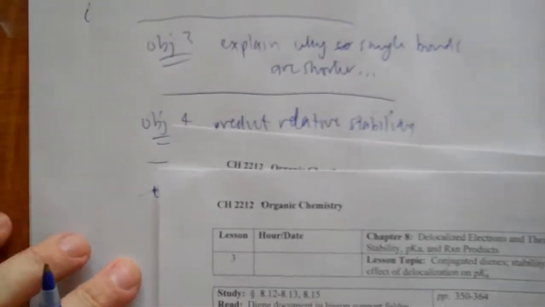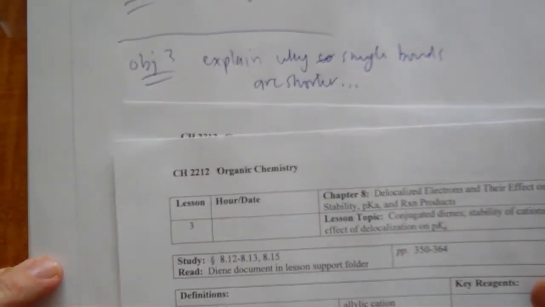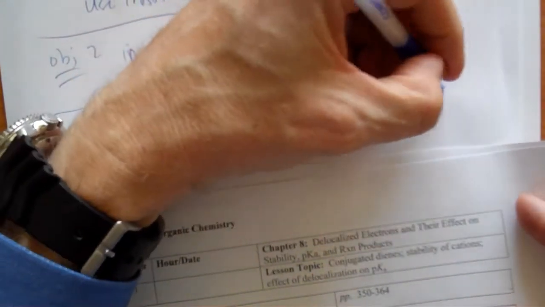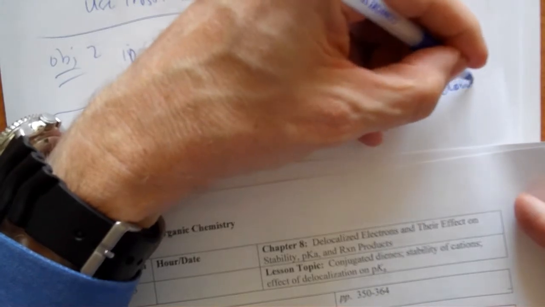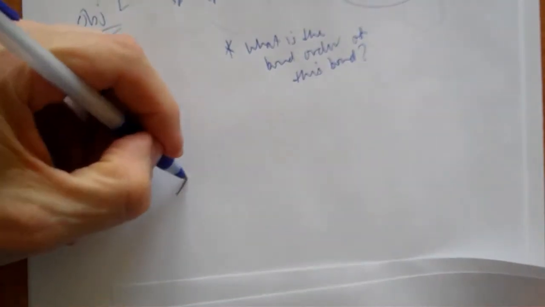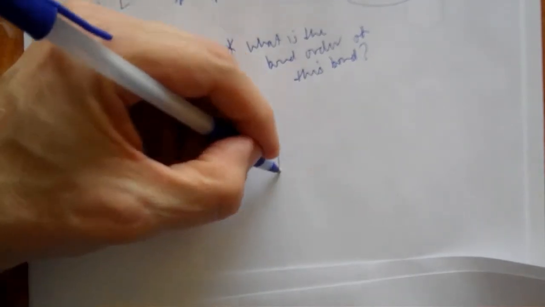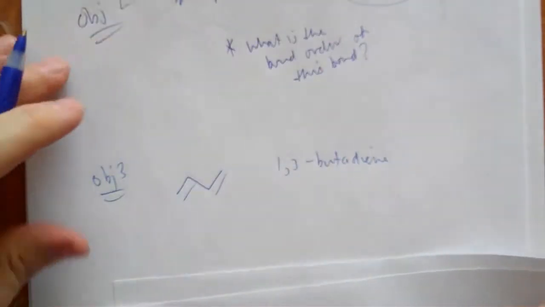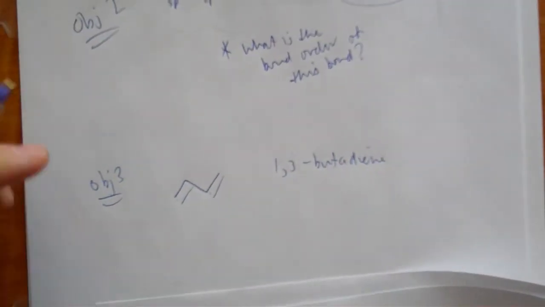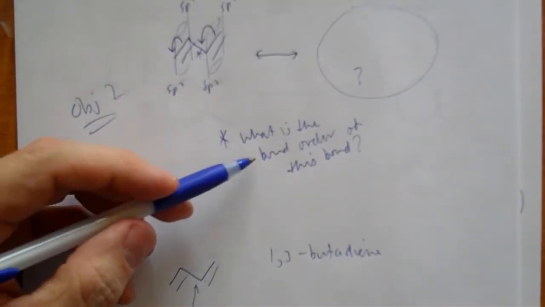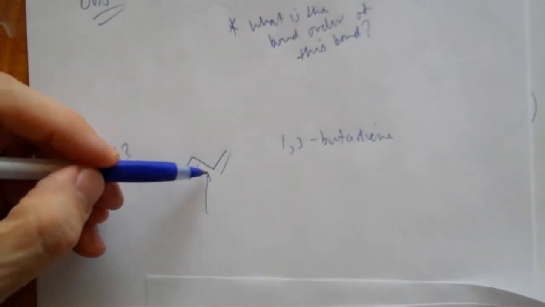Objective number 3 was explain why single bonds in conjugated dienes are shorter. Why are they shorter? Let's use 1,3-butadiene as an example. This actually has some double bond character right there, right? I guess I just touched on that question. This has some double bond character.